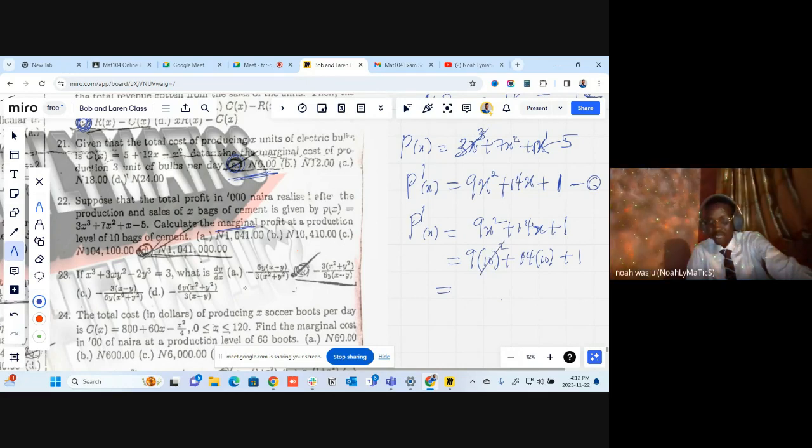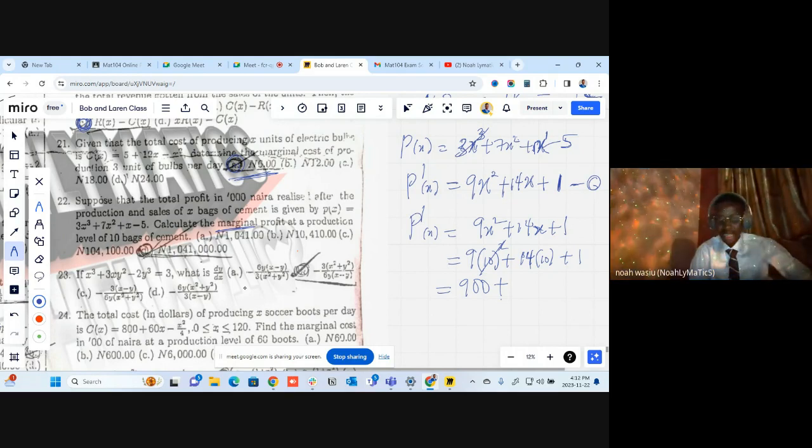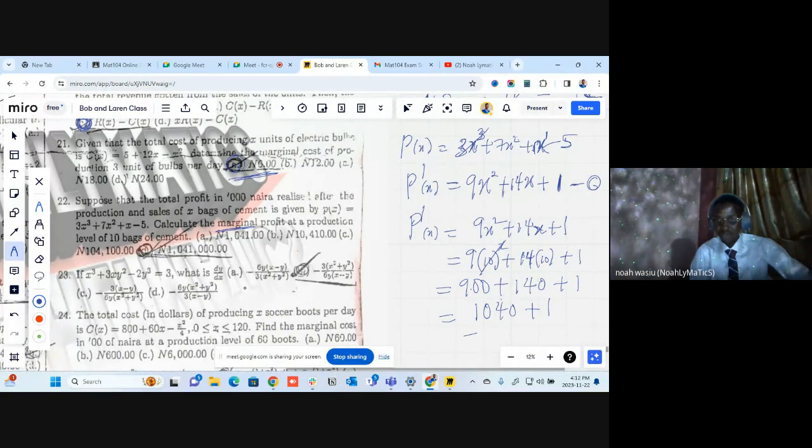Sorry, this is 100. 10 squared is 100. 100 times 9, that's 900. Plus 14 times 10. 14 times 10 is 140. Then plus 1. If I add all these together, 900 plus 140, that's 1,040. 1,040 plus 1, that's 1,041. And this is the answer here.